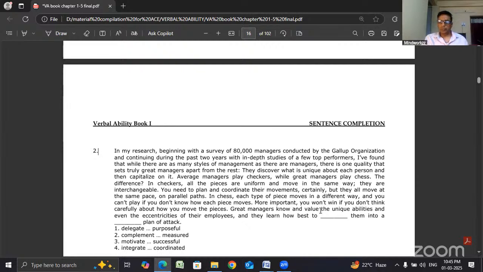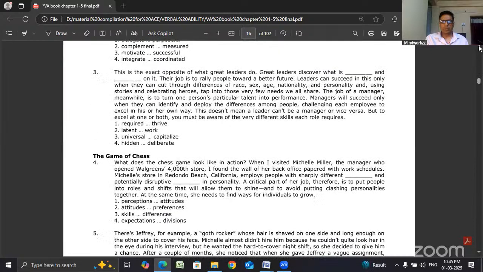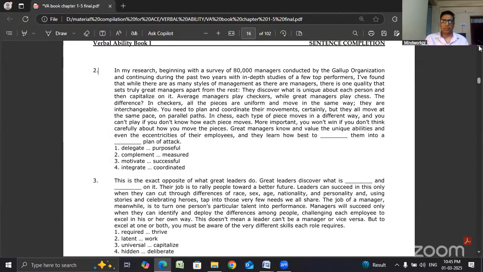Now can you read this paragraph? This is in continuation. Sorry for this.